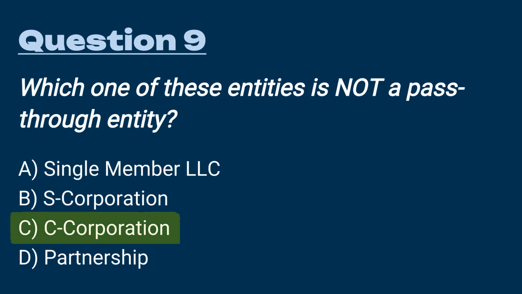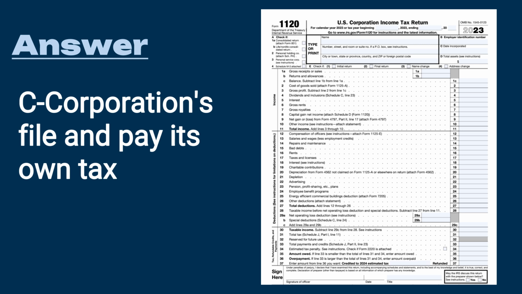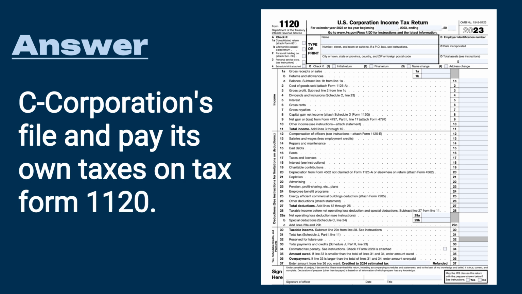The answer is C, a C corporation. A C corporation will file its own tax return and it will also pay its own taxes. Unlike a pass-through entity that passes on the income and expenses to its owner via a K-1, a C corporation that files an 1120 pays its own taxes.